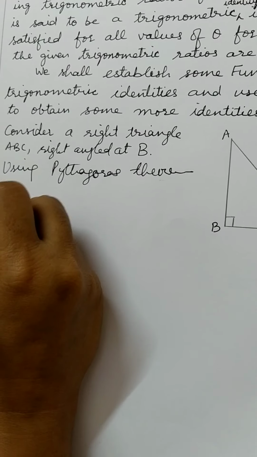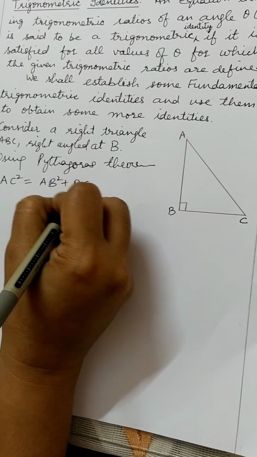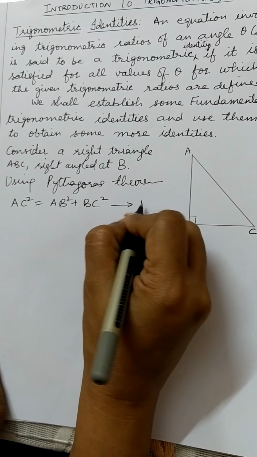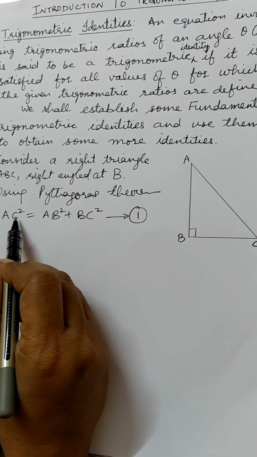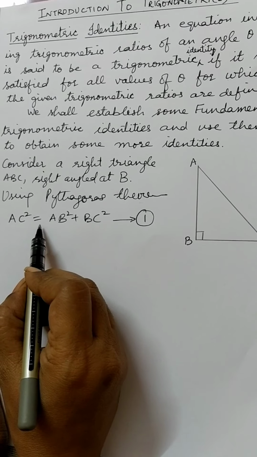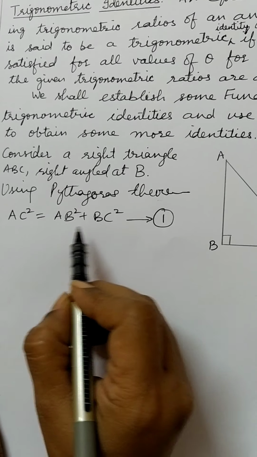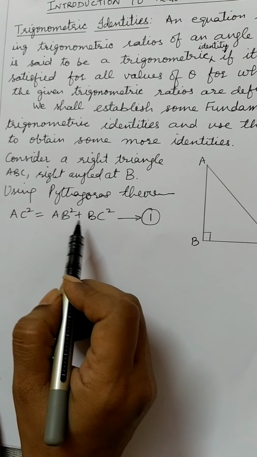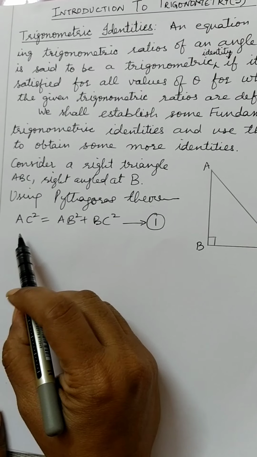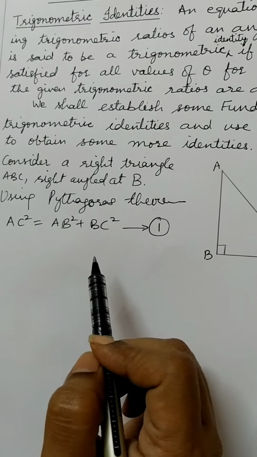And we can write AC square is AB square plus BC square. Let this be equation 1. You can see in this equation 1 there are three terms. Square of hypotenuse is equal to square of side AB and square of side BC, their sum. So if we divide this equation 1 by these three terms, we will get three fundamental identities.